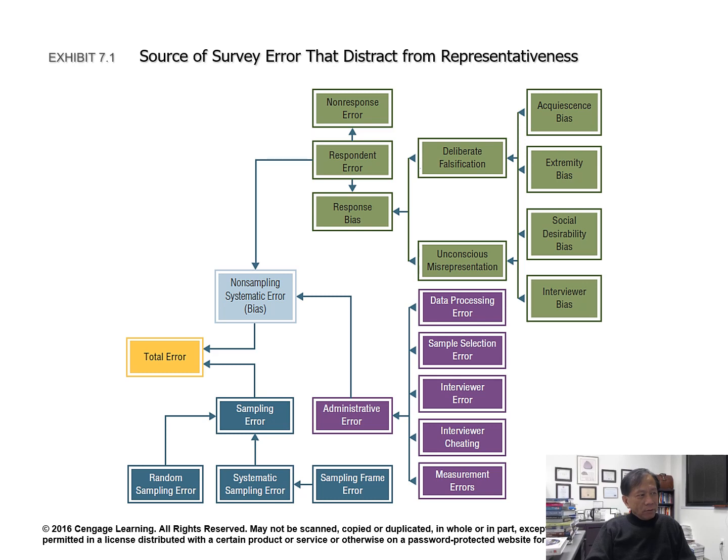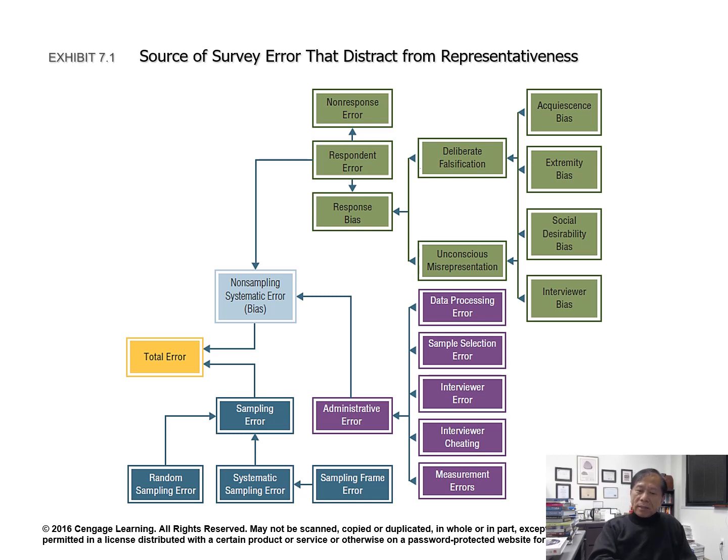What kind of error could there be? There could be random sampling error. If you try to use a random sample, but you didn't do it the random way, then you're introducing an error, okay? Or you have a systematic sampling error. You use systematic sampling. We'll talk about this in later chapters. If you did not do it the right way, then you're introducing systematic sampling error.